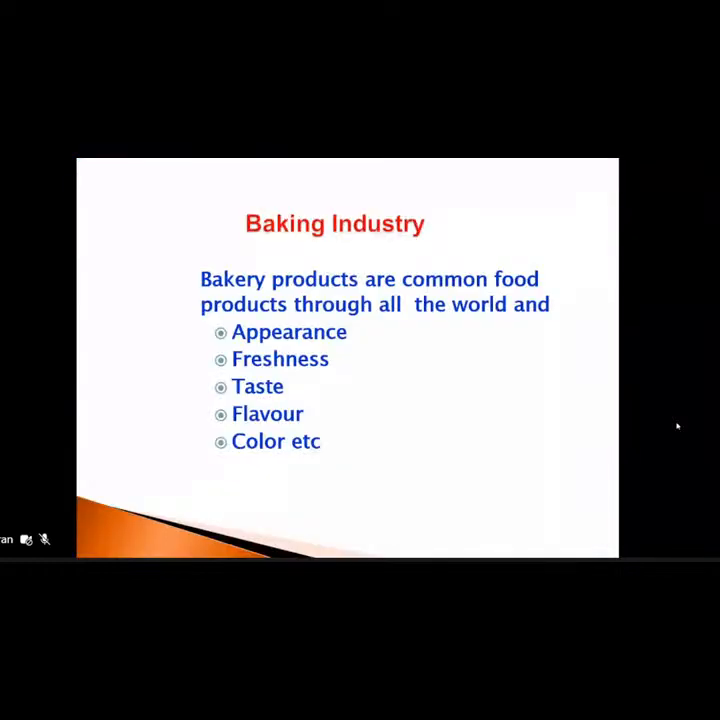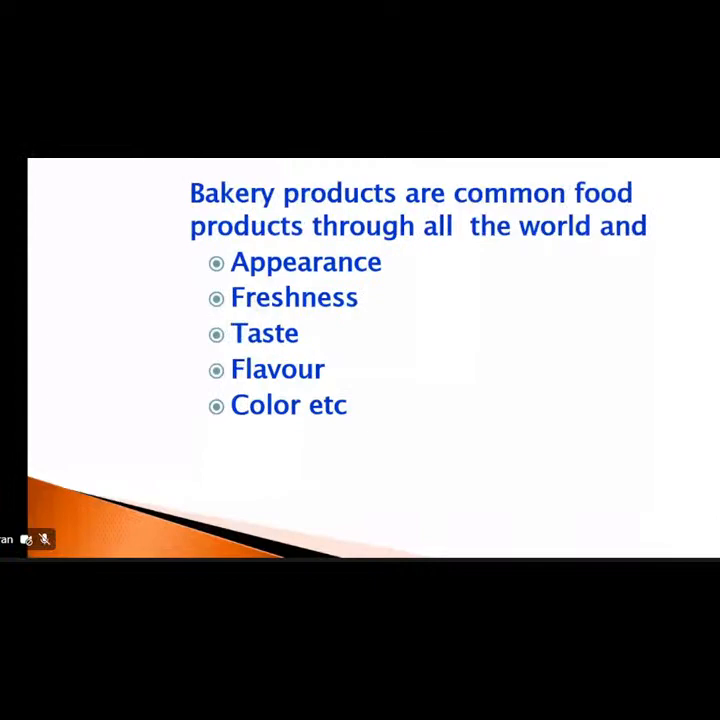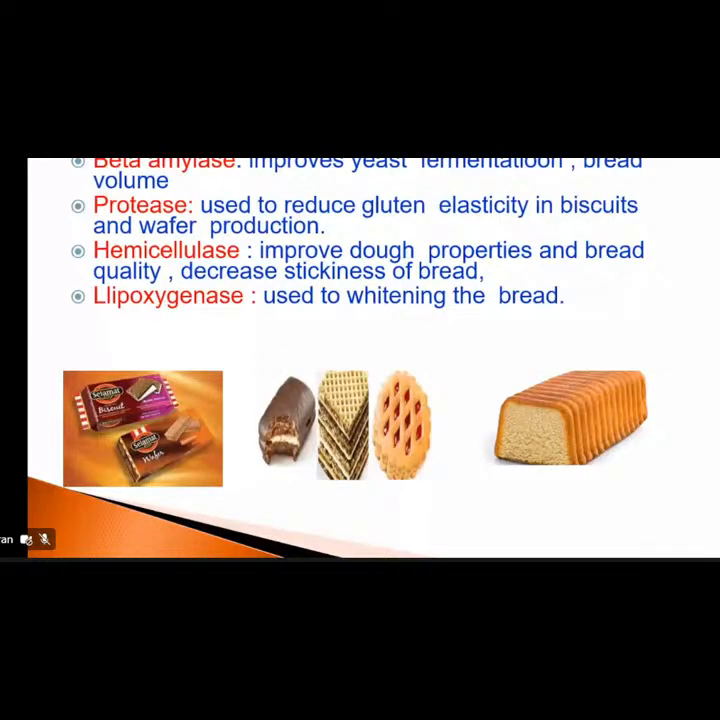Next one. Baking industry. What is the purpose of the enzymes used in the baking industry? That is in bakery products. That is in order to improve the appearance and also to improve the freshness of bakery items, and also to improve taste, flavor, and also color. So for these five important reasons we are adding the enzymes, right? That is appearance, freshness, and also taste and flavor.